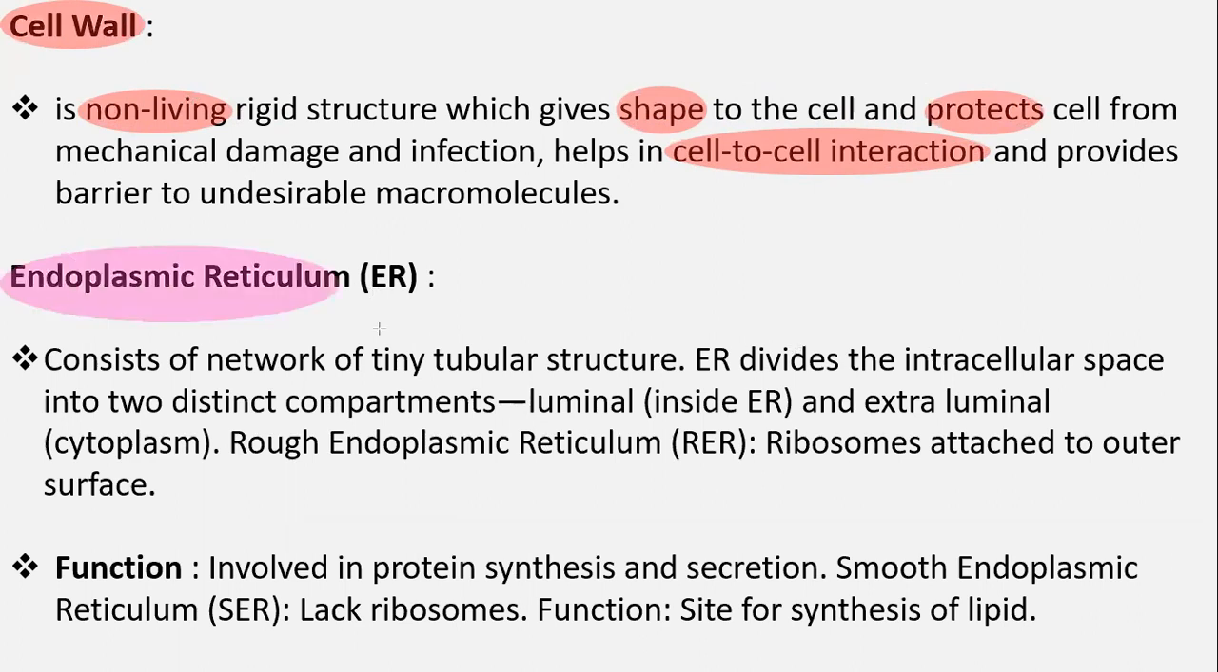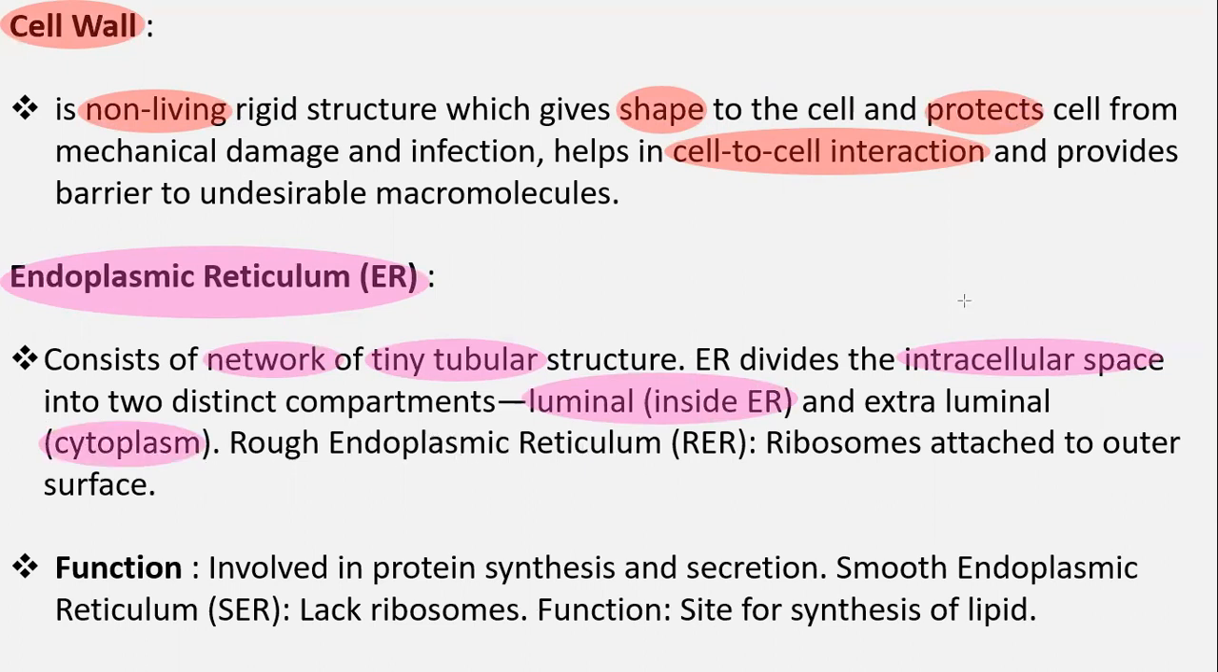Next is the endoplasmic reticulum, or ER. So you already know what is endoplasmic reticulum. It is a network of tiny tubular structures. Endoplasmic reticulum divides the entire intracellular space into two compartments. That is the luminal space, which is inside the endoplasmic reticulum, and the extraluminal space, which is the cytoplasm.